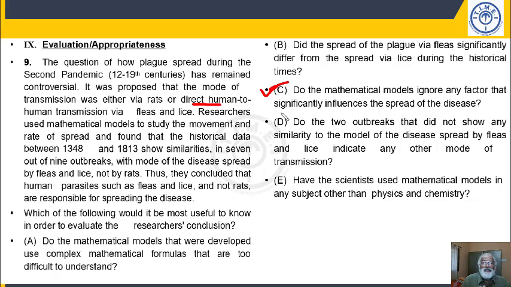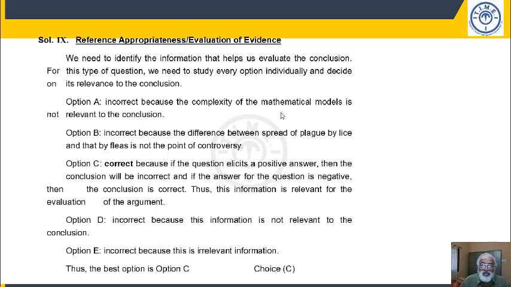So, I need that. Okay, so C is the answer to this question, which is why that's the answer. We need to identify the information that helps us evaluate the conclusion. For this type of question, we need to study every option individually and decide. A is incorrect because the complexity of mathematical models is not relevant. B is incorrect because it is plagued by lice and fleas and not lice or fleas. So we are not looking at a comparison.